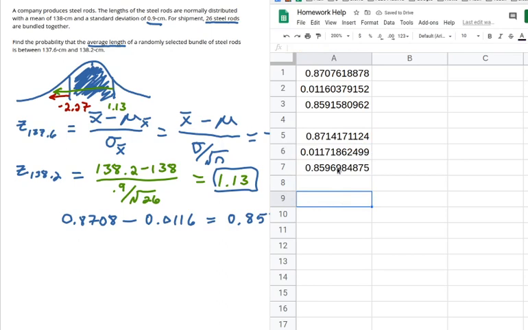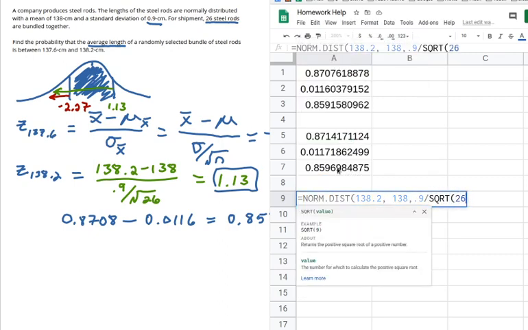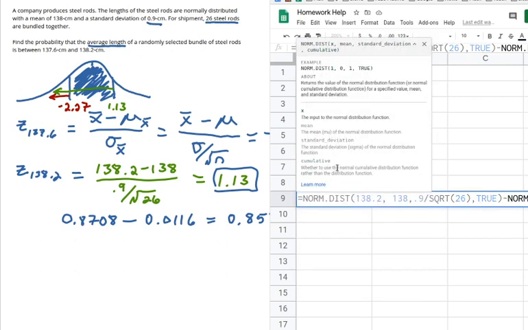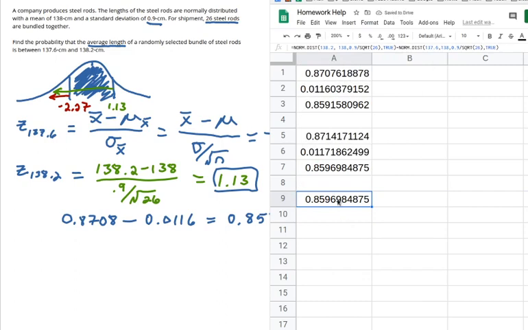Now, if we wanted to do this all in one fell swoop, we could put this all in one line. Norm.dist 138.2, 0.9 divided by square root 26, true, minus norm.dist 137.6, 0.9 divided by square root 26, true again. And there's our answer, easily one line.